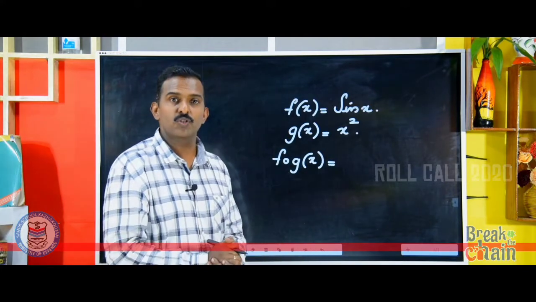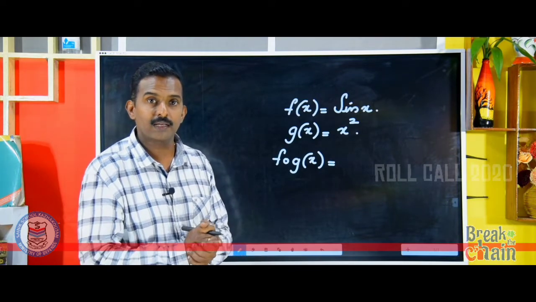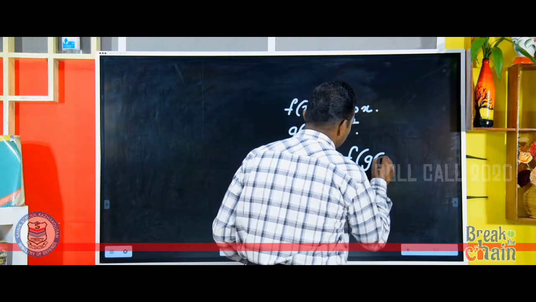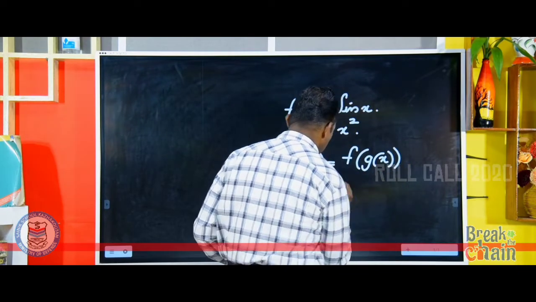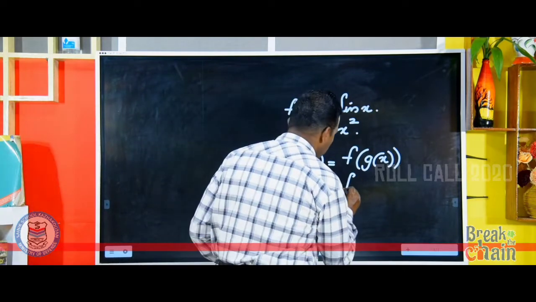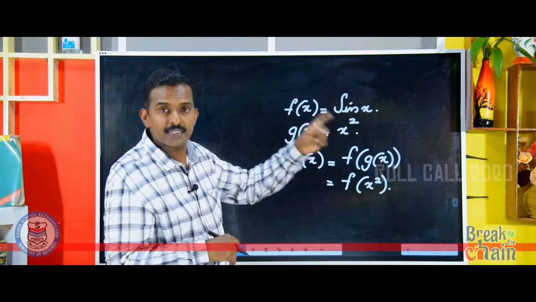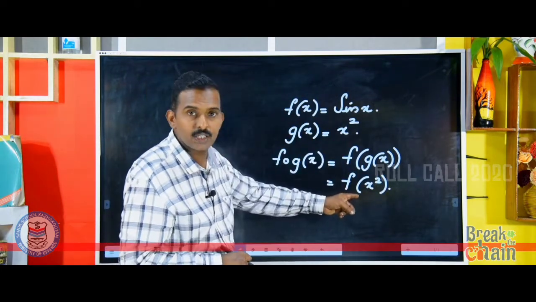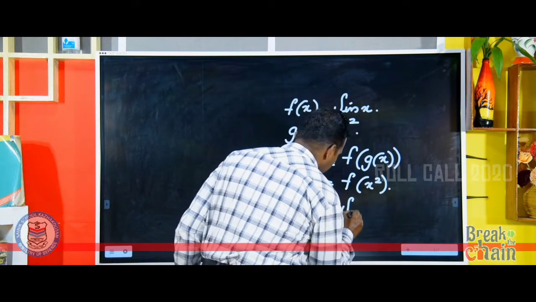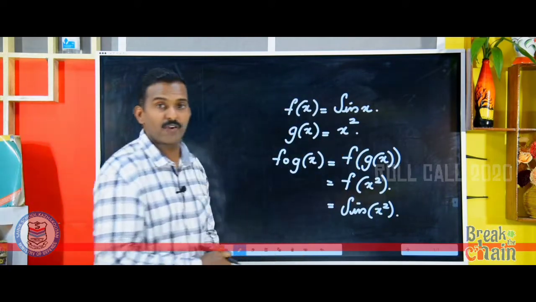What is f composite g of x? Now by definition, we have already gone through that. It is nothing but f of g of x. And g of x is x square, therefore it changes to f of x square. And f of x is sin x, therefore instead of x you will have x square for f of x square. And therefore finally sin of x square.